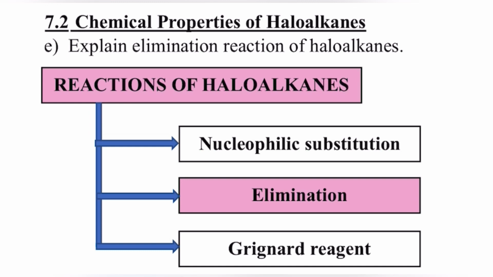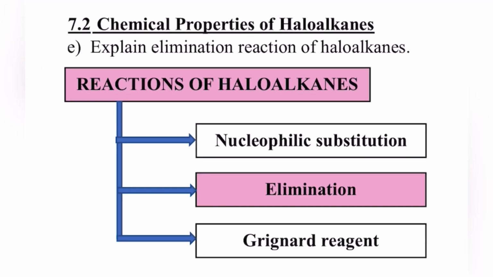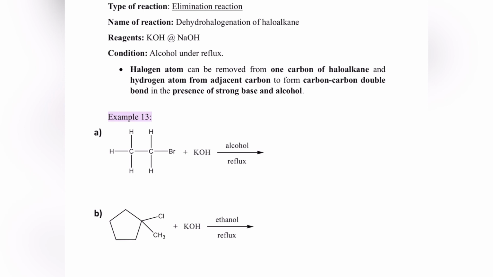Apart from nucleophilic substitution, haloalkane can also do elimination. For elimination, we have one reaction that you have to know. That reaction is dehydrohalogenation of haloalkane. You also learn about this in reactions of alkenes, where you want to prepare the alkenes, you have to do the dehydrohalogenation of alkyl halide. We are talking about the same thing as haloalkane.